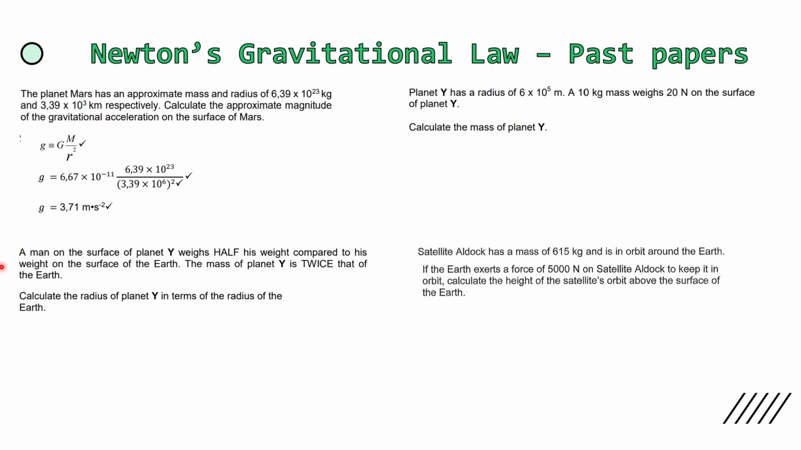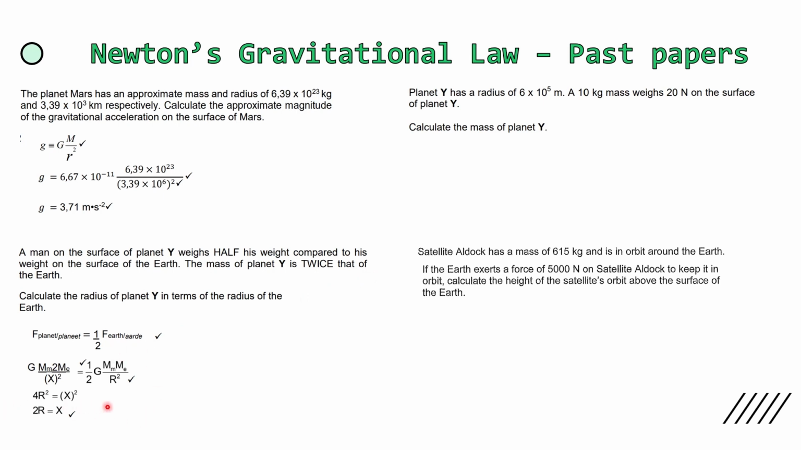A man on the surface of planet Y weighs half his weight compared to the weight on the surface of the Earth. The mass of planet Y is twice that of Earth. Calculate the radius of planet Y in terms of the radius of the Earth. Now, this is planet Y, this is the Earth. Take note of this. The mass of planet Y is twice that of the Earth, meaning that the Earth is half of planet Y. Thus, you put a half here.